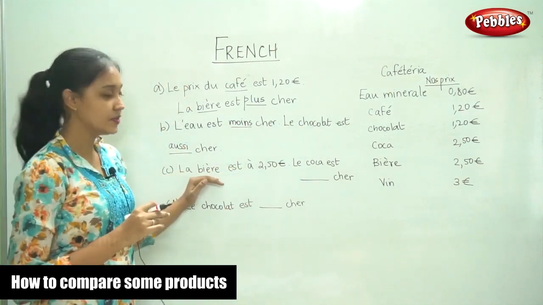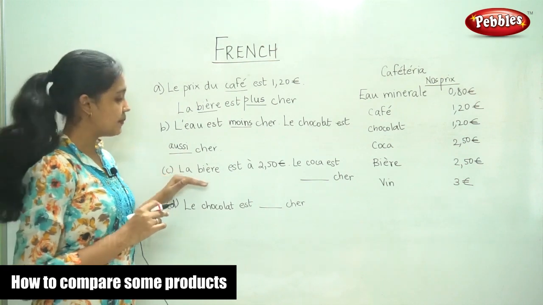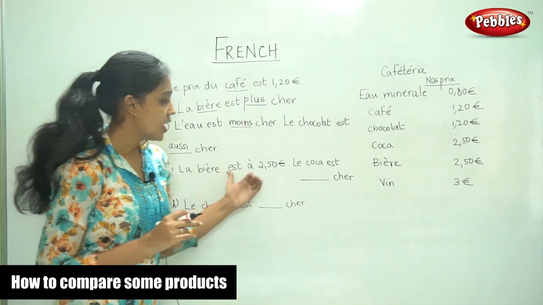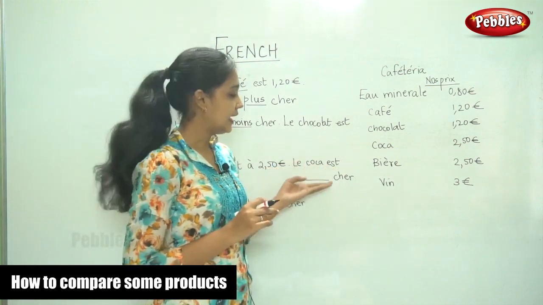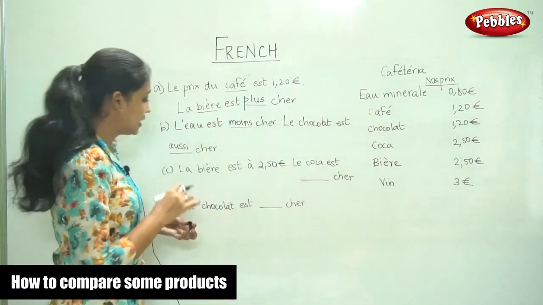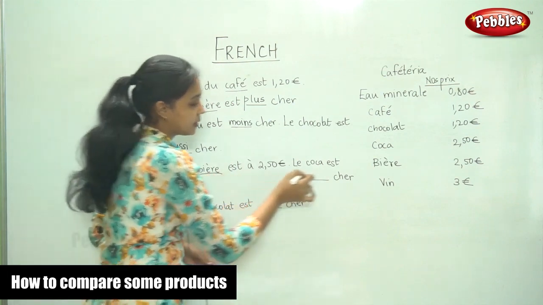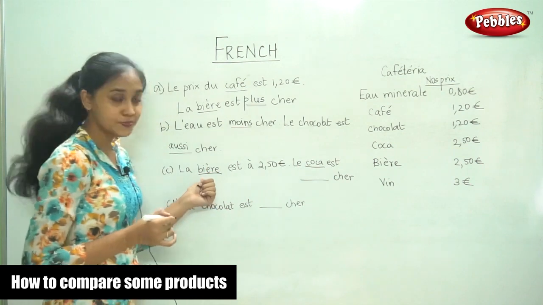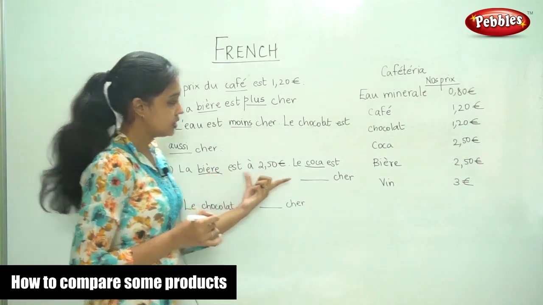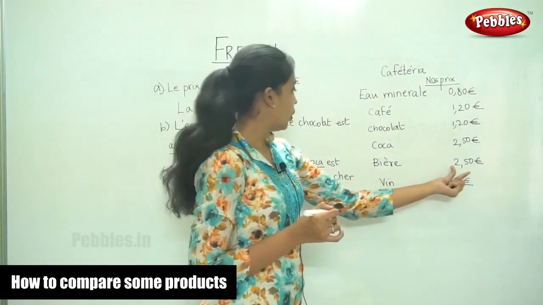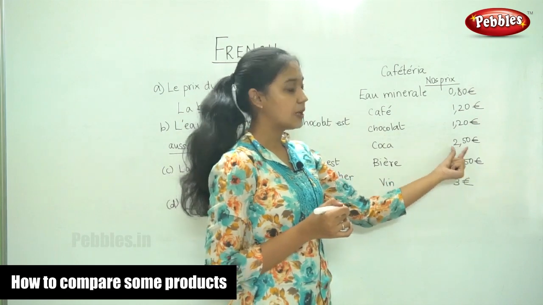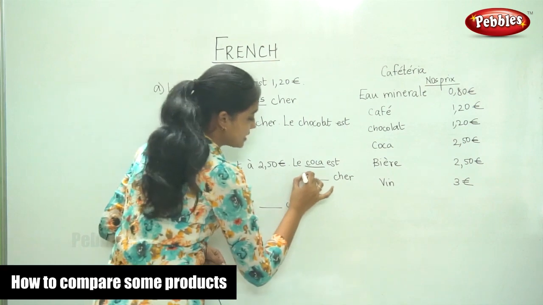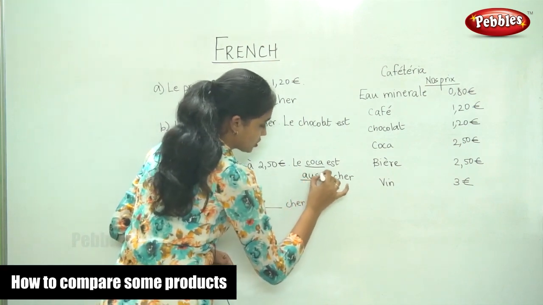So the next sentence. La bière est à 250. And le coca est dash cher. So now they have given us the comparison of bière and coca. So out of these two, let us see the prices, which is lesser. They both have the same price, so the word we use is aussi.